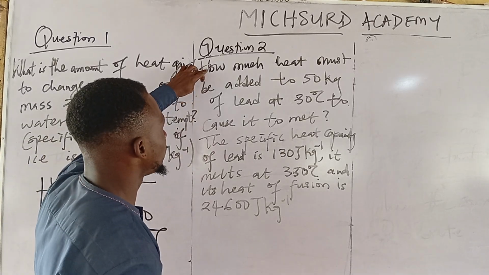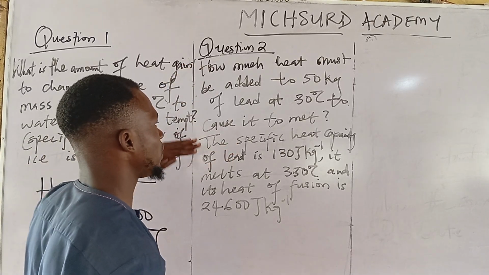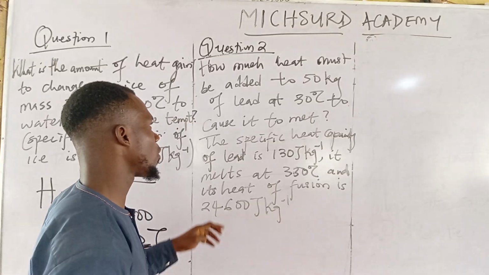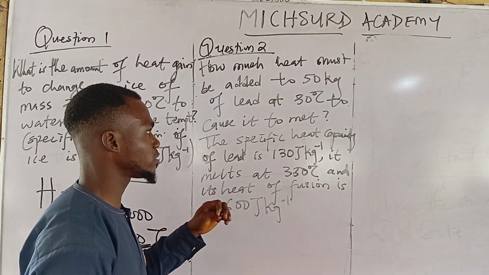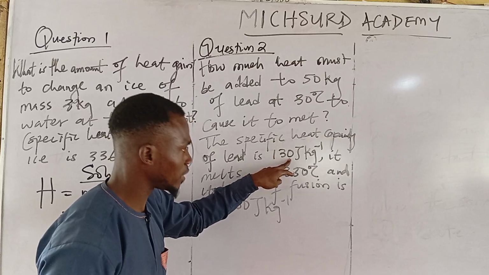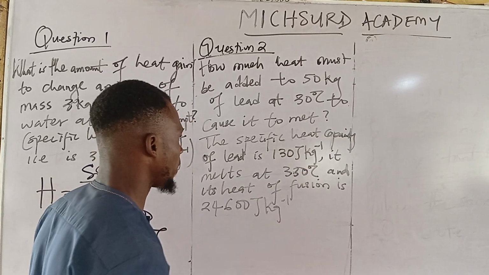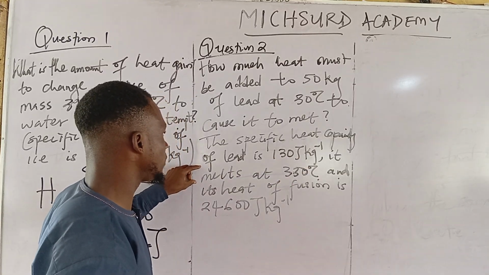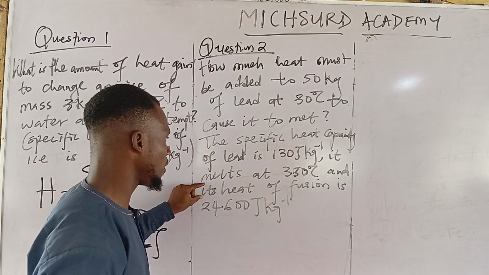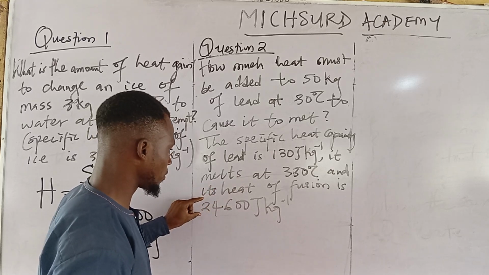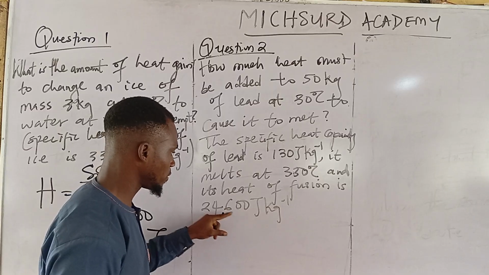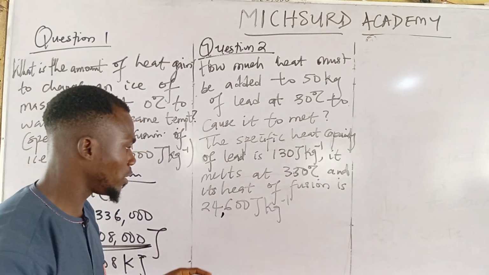The next question says, how much heat must be added to 50 kg of lead at 30 degrees Celsius to cause it to melt, and the specific heat capacity of lead is given as 130 joule per kilogram per Kelvin. It melts at 330 degrees Celsius and its heat of fusion is given as 24,600. So how do we solve this?